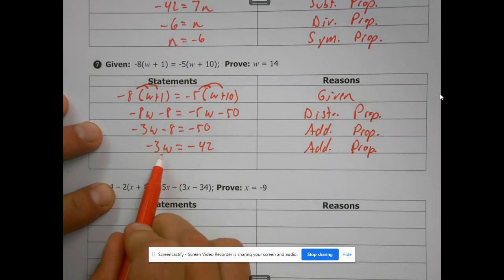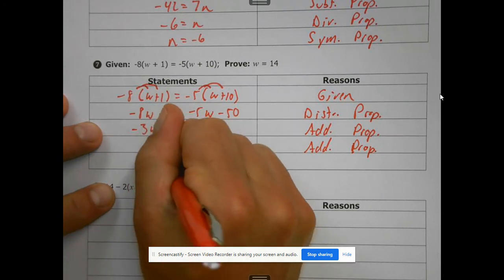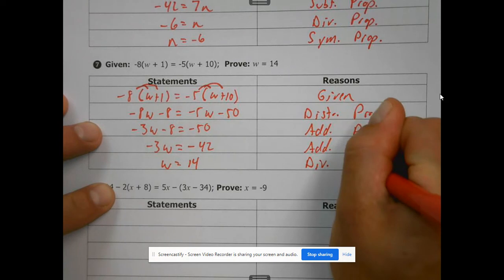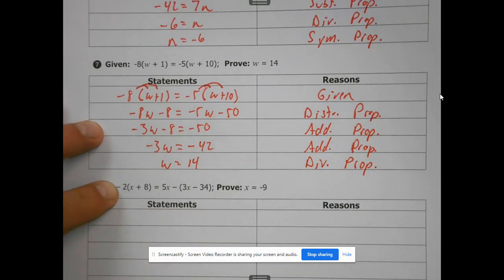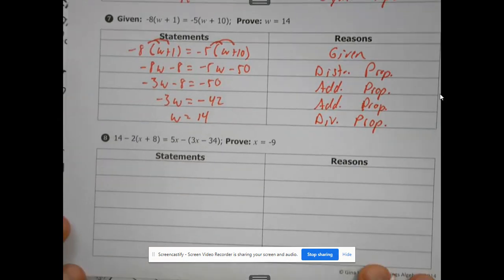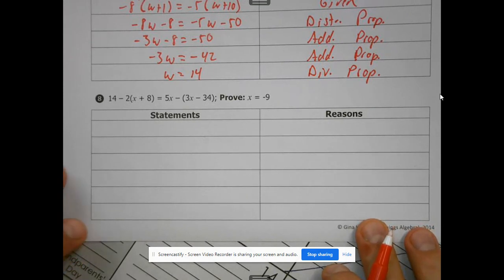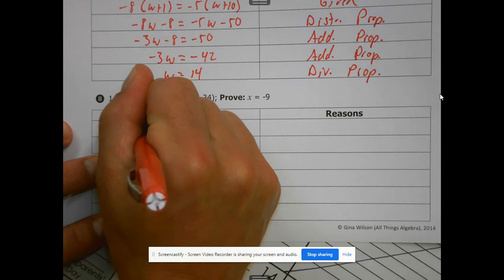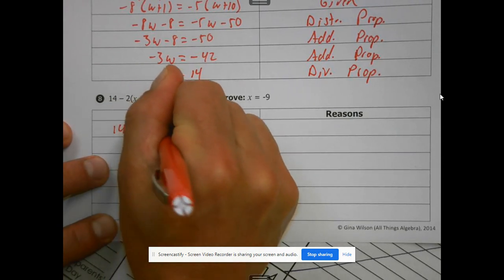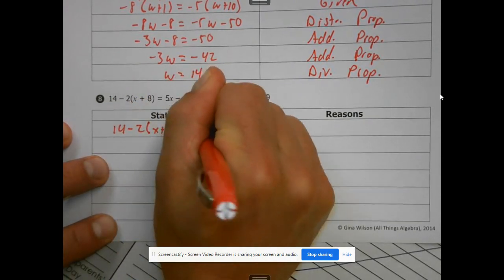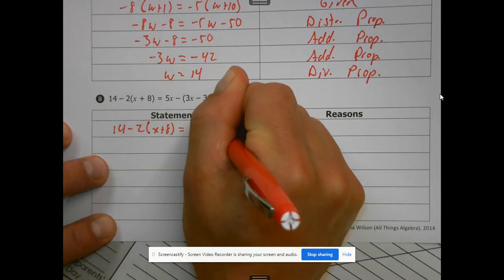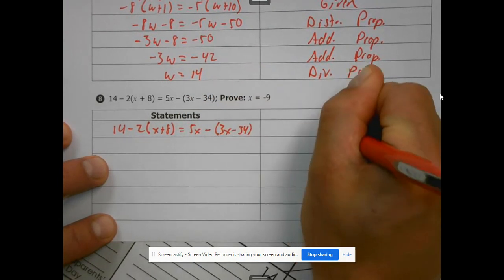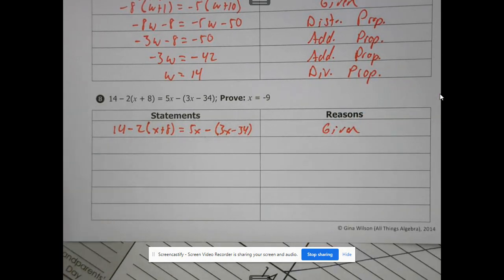Last step, divide by negative 3. W equals 14. That was my division property. Number 8. 14 minus 2 times the quantity x plus 8 is 5x minus 3 times the quantity x minus 34. That's given to us.